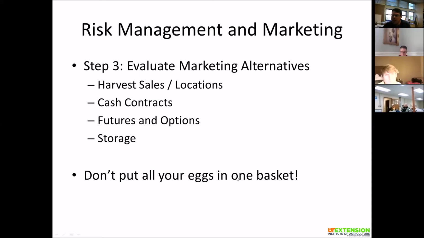So once we've looked at our crop insurance, that's when we can look at some other marketing alternatives, and obviously those include harvest sales, multiple locations, different poultry houses, or poultry farms can be another place based on different locations. Cash contracts, cash forward contracting, some production this time of year I think is always a good option, but we do want to take advantage of those in-season opportunities.